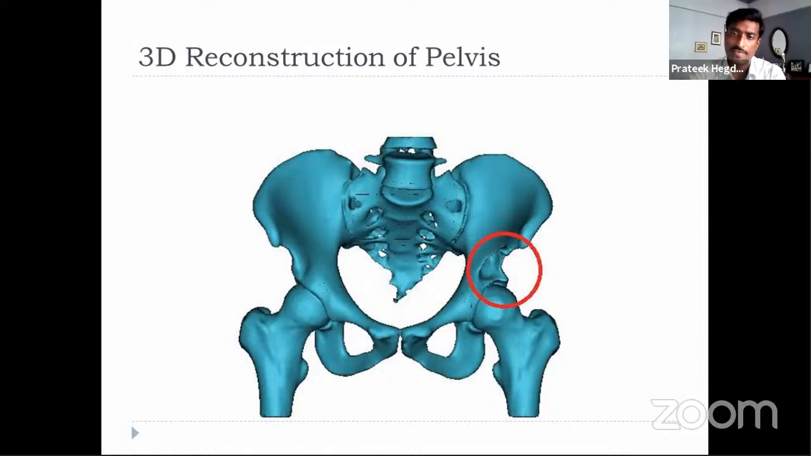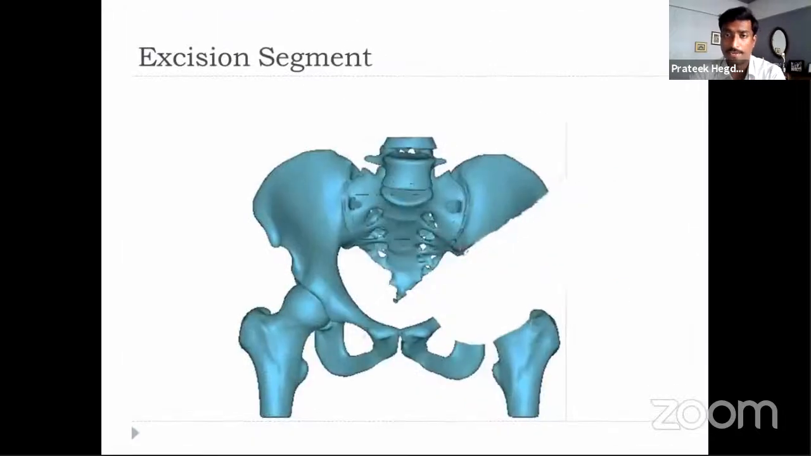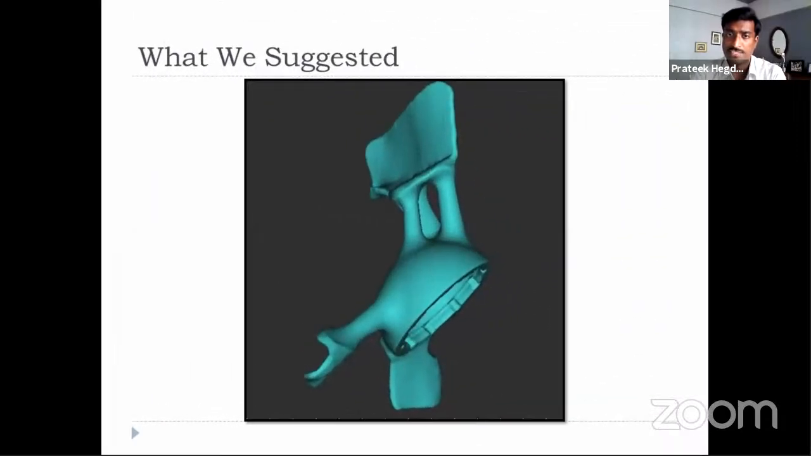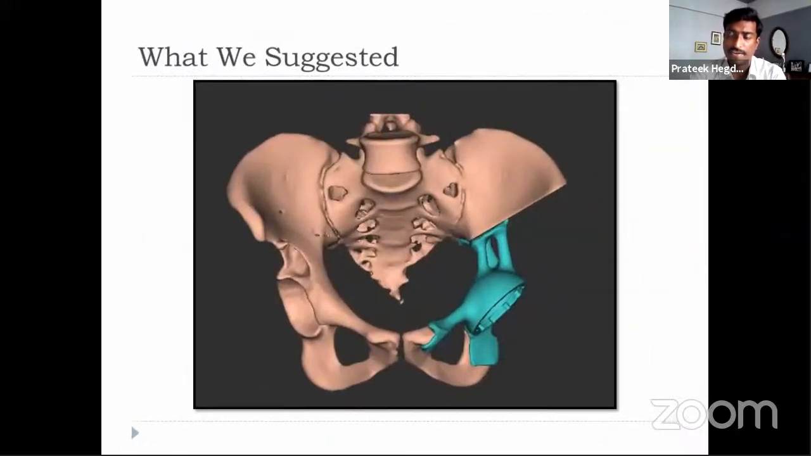So this is what we had presented with, and if we go ahead and excise, this is what we are looking at. And if we have to fill that defect, then this is what it would look like. And a final picture would be somewhat like this. The advantages being that he would be mobilized from the next day. He can walk. He will have functional independence. Versus it being a metastatic setting and, you know, whether it is worth doing all this.